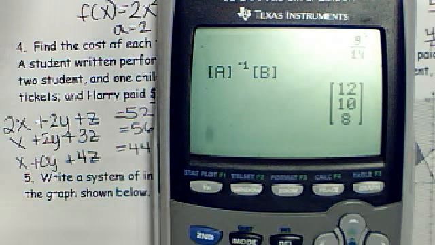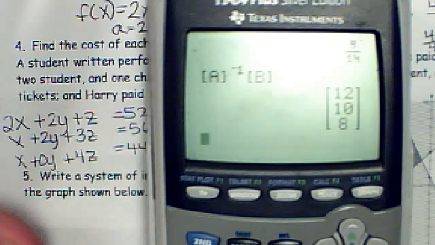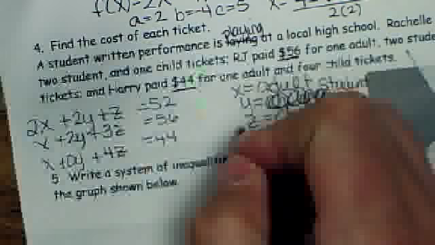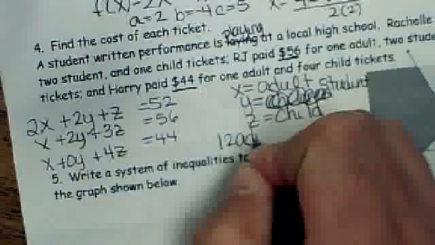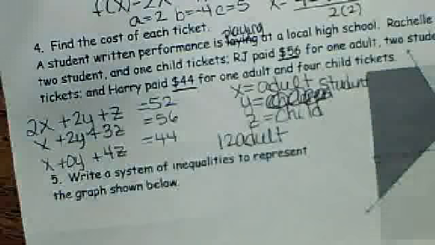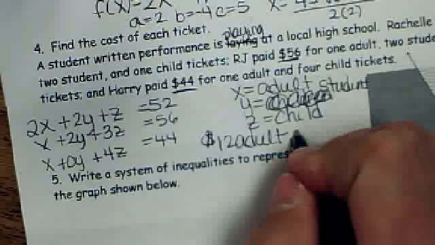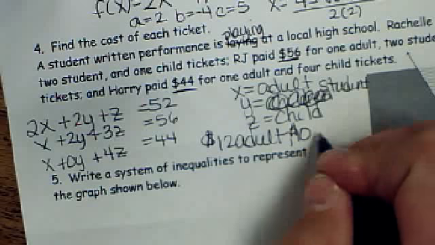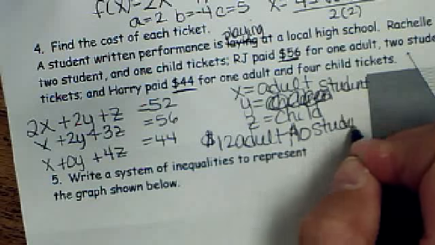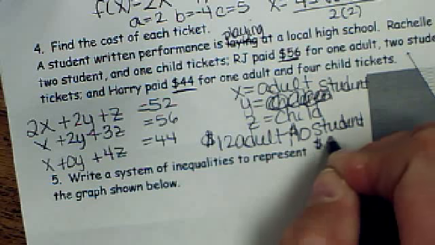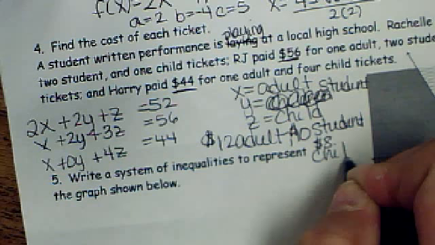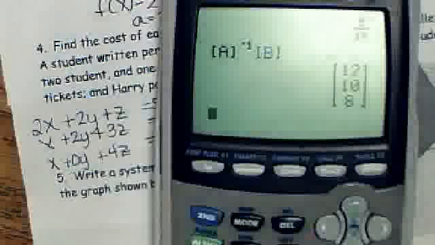The 12 is the X, so 12 adult. And remember, we're finding the cost, so it's not 12 adults, it's $12 for the adults, $10 for students, and then $8 for a child. So for systems, you're going to use the matrix method, A inverse B.